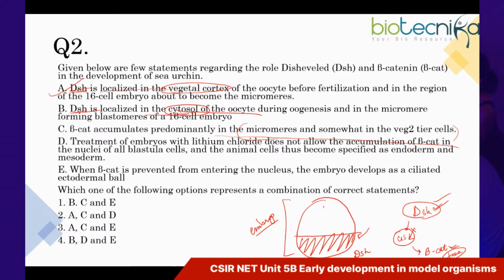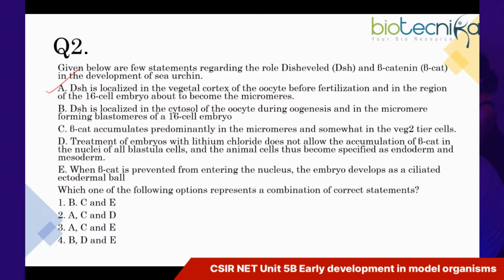They are localized only in the vegetal cortex of the oocyte before fertilization and in the region of the 16-cell stage which is about to become the micromeres. That's how it somewhat appears in the Veg2 layer also. So A is correct, C is correct. Now we have to see between D and E.